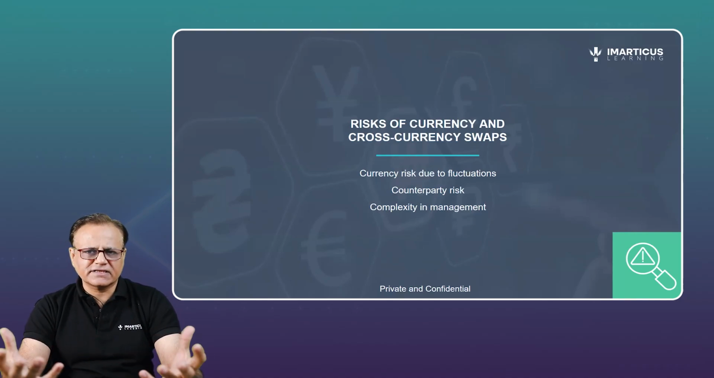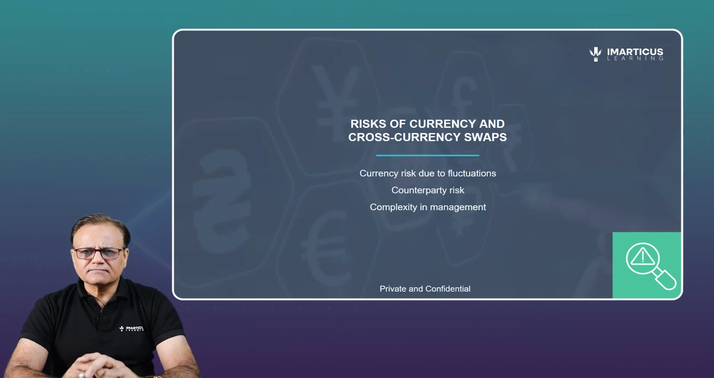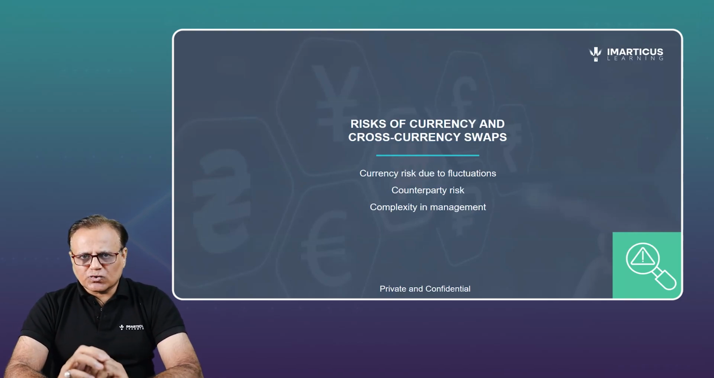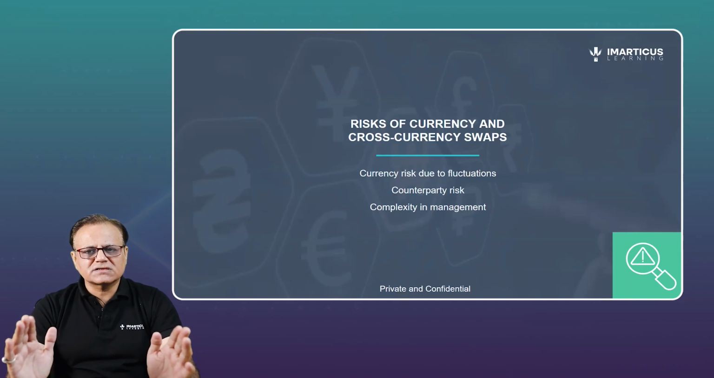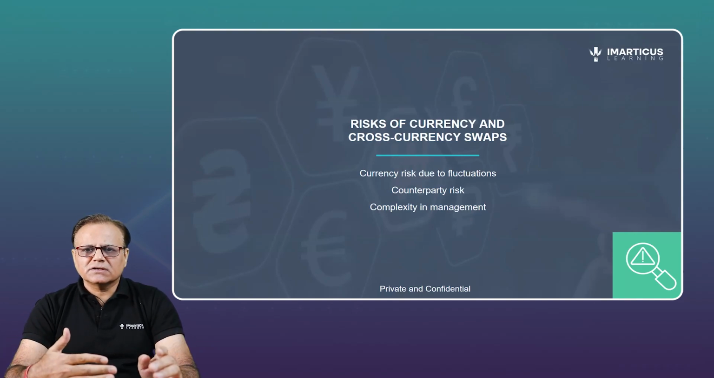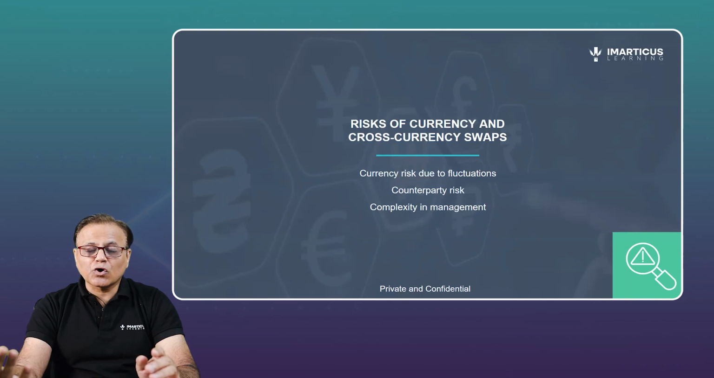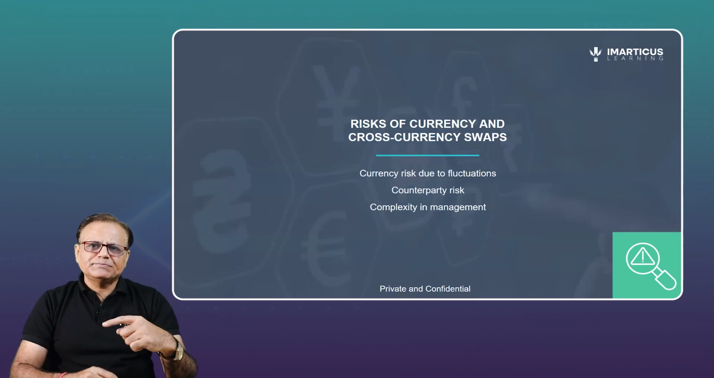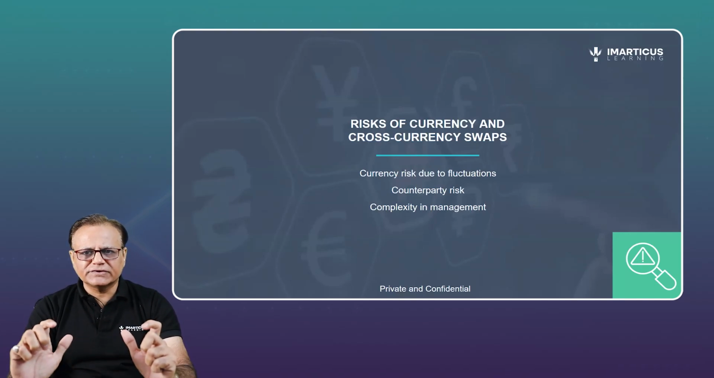And since this is at an institutional level, the counterparty risk is very negligible. But nevertheless, the counterparty risk is always there. Yeah. Complexity in management, the structure as such of the swap. Because this is a contract which is medium term or long term, it could range from 2 years, 3 years, 5 years, and so on, right? You have to keep servicing that contract. You have to keep managing that.